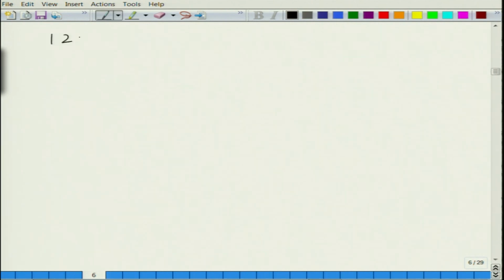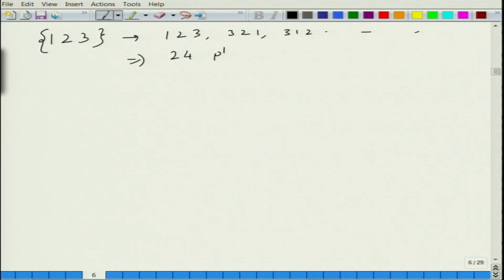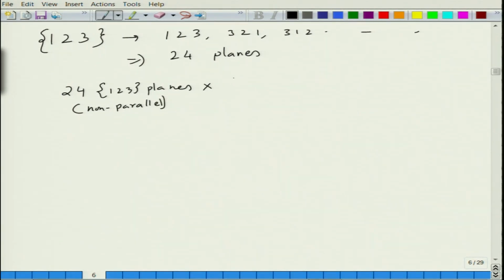So, for 1 2 3 plane again you can work out various combinations. So, you can have 1 2 3, 3 2 1, 3 1 2 and so on and so forth, then you put the minus indices. So, you will work out a total of 24 planes. So, 24 of 1 2 3 planes which are non-parallel, multiplied by each plane containing one direction. So, one distinct direction, this will give you a total of 24 slip systems.